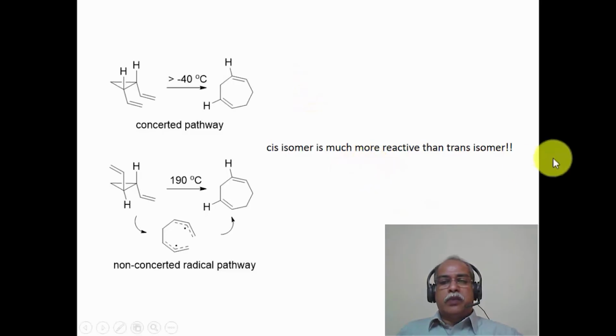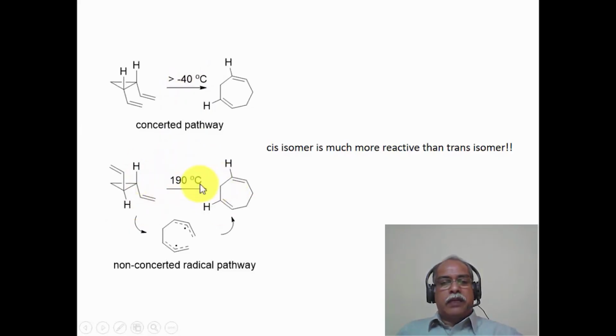The cis isomer is much more reactive than the trans isomer, because in the trans isomer the two vinyl groups are further separated from each other because of the trans stereochemistry. So the overlap of this carbon with this carbon is unlikely to take place in a concerted manner. So the reaction does not proceed at minus 40 in the case of the trans isomer.